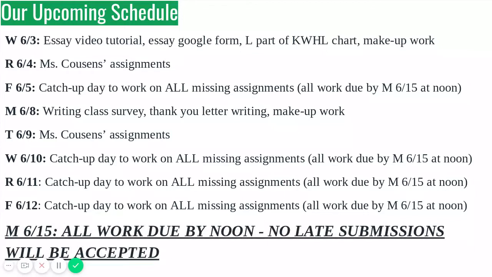If you turn something in at 12:10 p.m., it's a no-go. You have to turn it in by noon on Monday, June 15th. So if I was you, I'd get started right away. I'd be working really hard to make sure I was all caught up and getting good grades on my assignments so that you don't have to pile in 45 assignments on that very last day, okay? All makeup work is due by noon on Monday, June 15th.